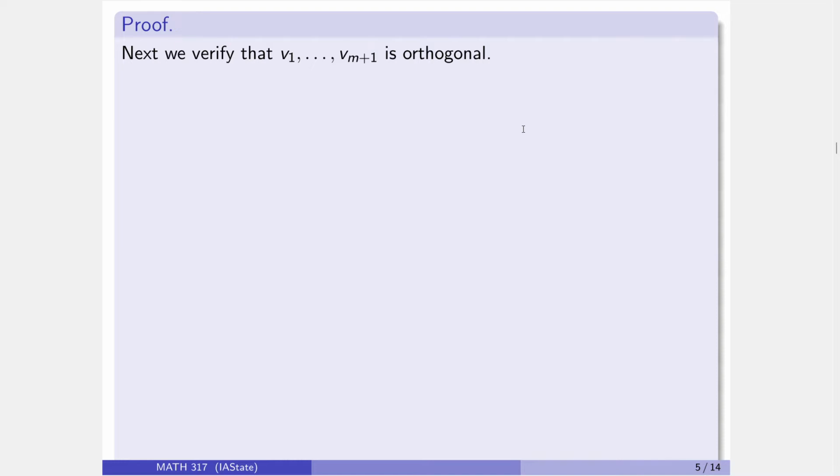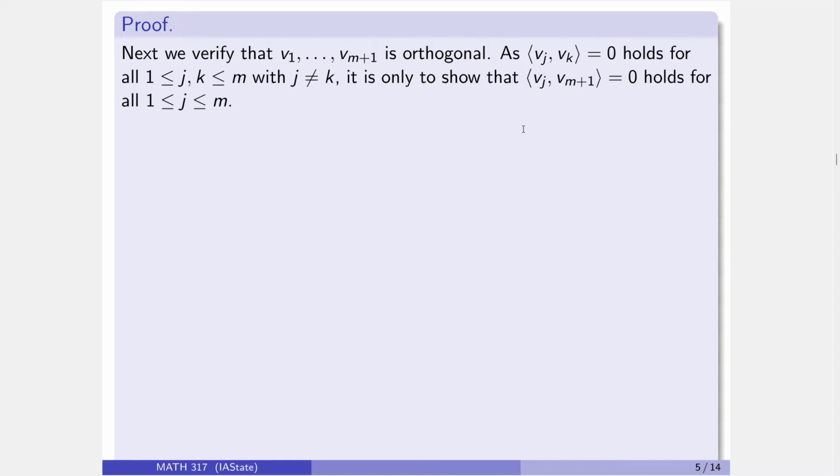Okay. So first things first, we know that V1 to Vm is orthogonal, which means that the inner product of Vj and Vk, for any j and k running between 1 and m where they're different, is always equal to 0. So because inner products are symmetric, the only thing I need to verify is that the inner product of Vj with Vm+1 is equal to 0.